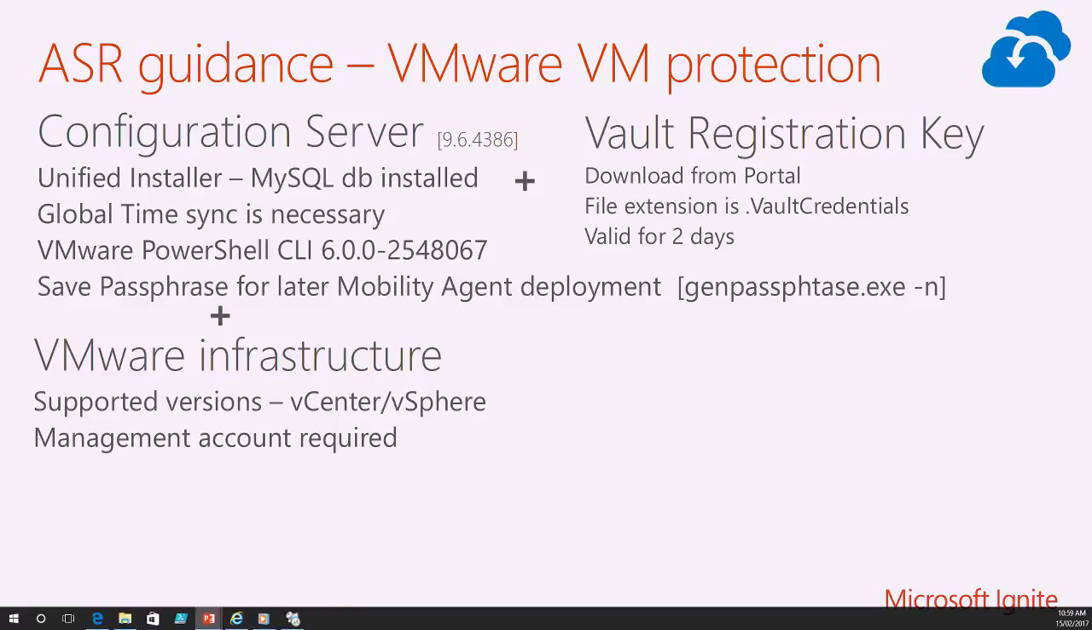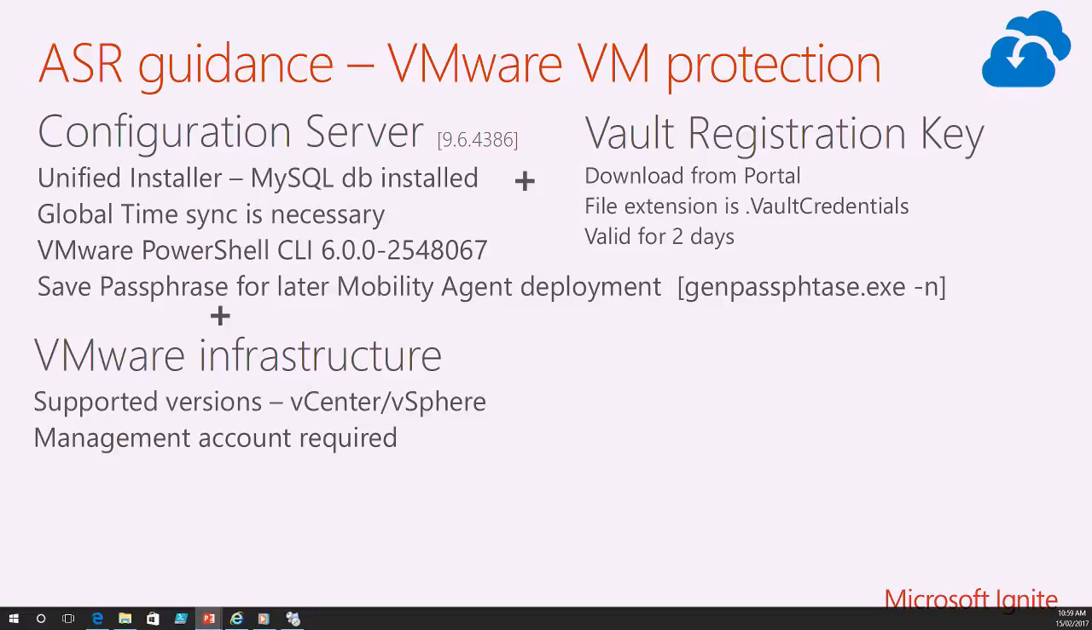Some areas to note here: the product they acquired uses a MySQL database. They haven't updated that to SQL. Make sure your time on that server is in sync with Azure time. If you don't, you're going to run into a lot of problems. Having the latest version, in the brackets there, 9.6, that's the latest version of the config server. It does update very frequently. So if you're going to run this VMware protection, just check the version updates. They'll notify you of that.